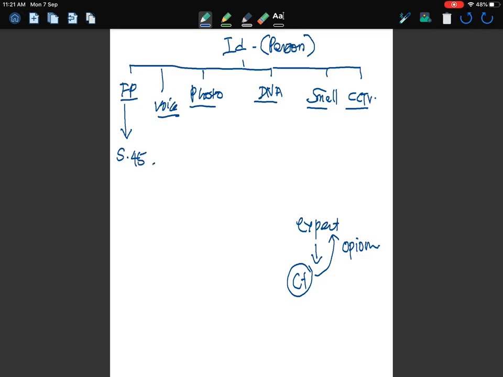There can be situations where, if you are dealing with evidence of fingerprint impression, then section 45 will be there. There is a need for you to have section 45 as well, meaning the one who testifies on the fingerprint will be an expert.